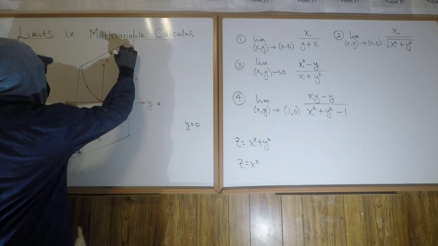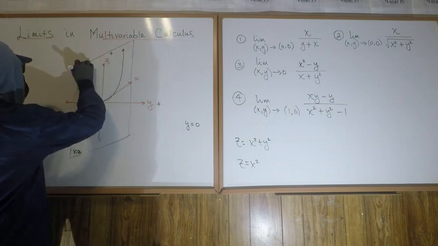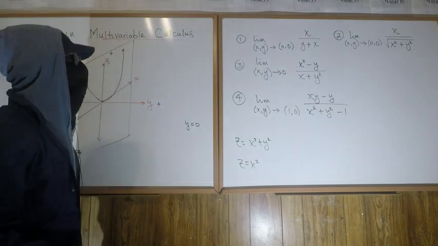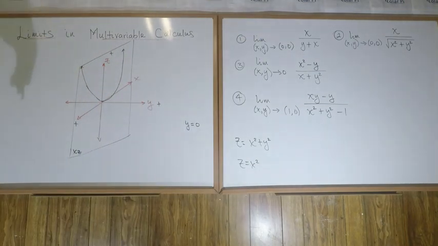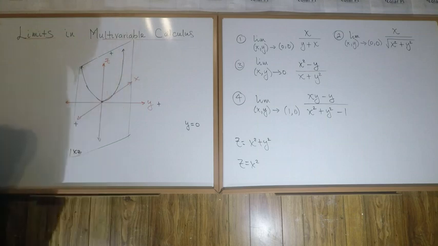You're welcome for the free three-dimensional graphing within a limit lesson. There it is, and of course it's supposed to go through 0, 0, 0.